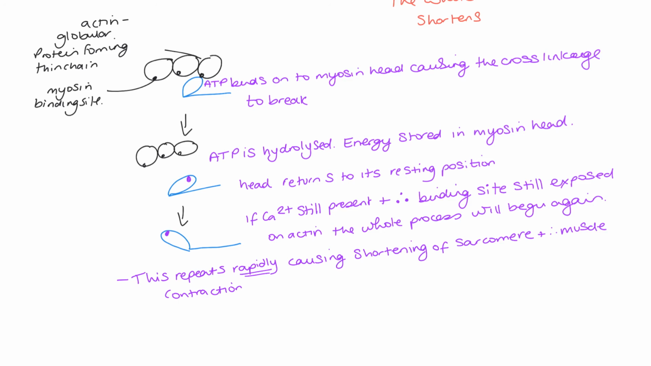When we finish exercising, one of the things that your body has to do is reform phosphocreatine from the creatine to build that back up. And that's part of your oxygen debt. So you need to use ATP later to reform your phosphocreatine. So let's just look at that process.